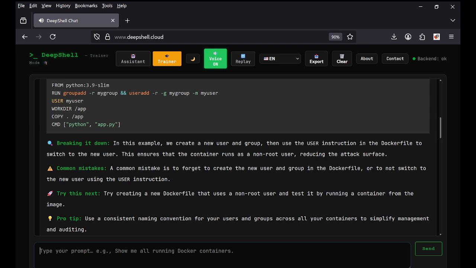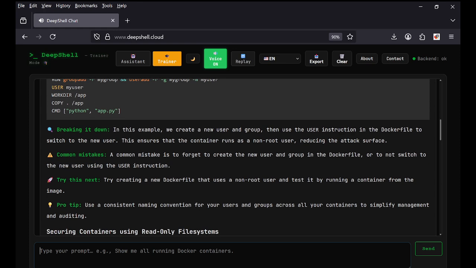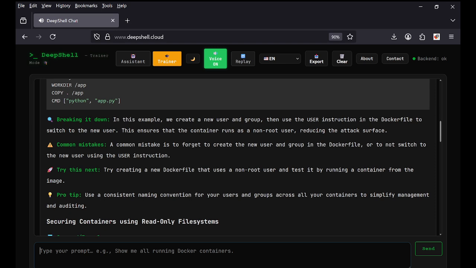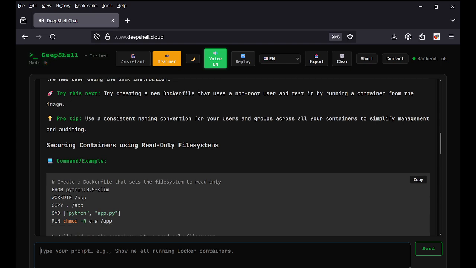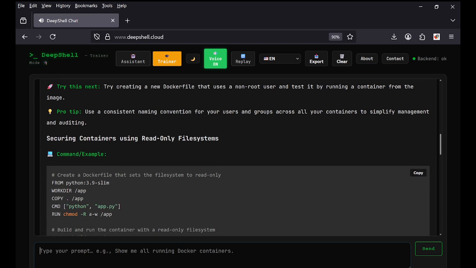Common mistakes. A common mistake is to forget to create the new user and group in the Dockerfile, or to not switch to the new user using the USER instruction. Try this next. Try creating a new Dockerfile that uses a non-root user and test it by running a container from the image. Pro tip: use a consistent naming convention for your users and groups across all your containers to simplify management and auditing.